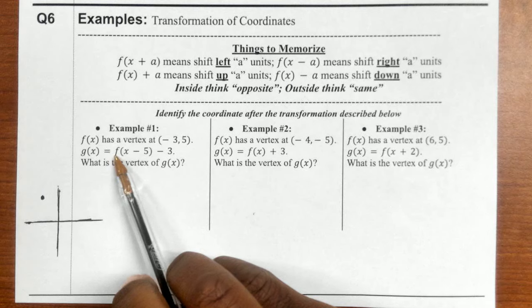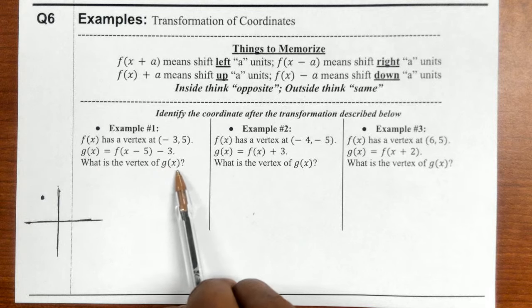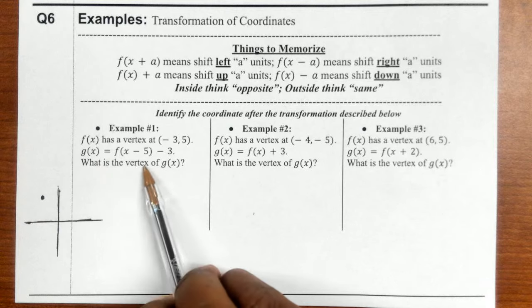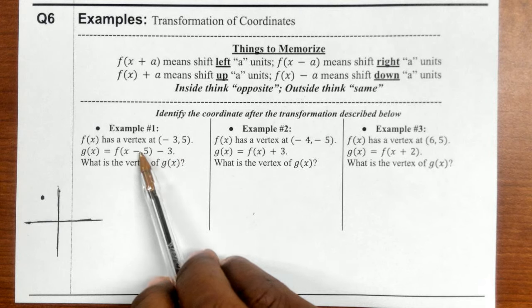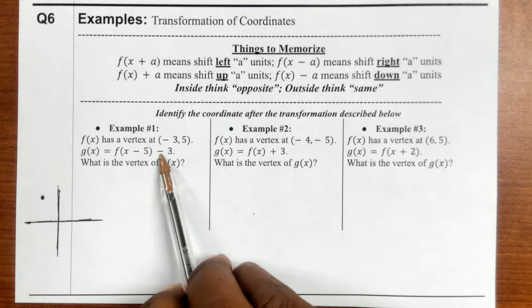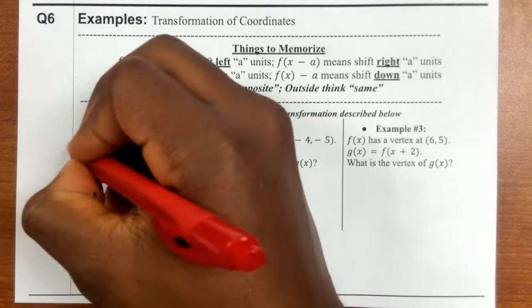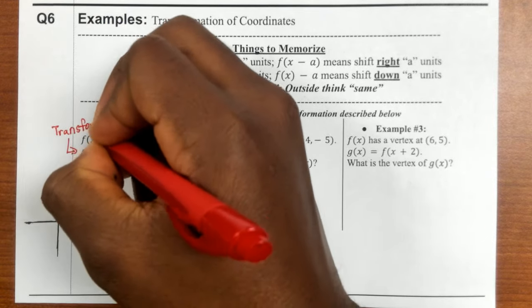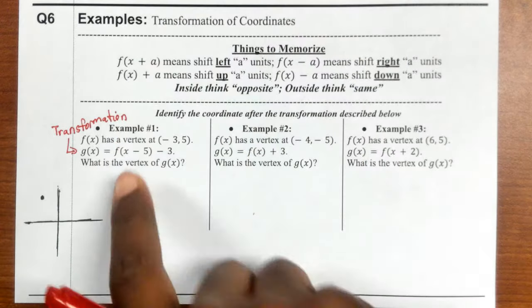It says g of x is equal to f of x minus 5 minus 3. What is the vertex of g of x? When doing this, I need to evaluate what the vertex would be. However, a lot of times people just assume it's just these numbers on the inside. But this is actually telling me how to transform my f of x to turn it into g of x. So this is telling me the transformation.